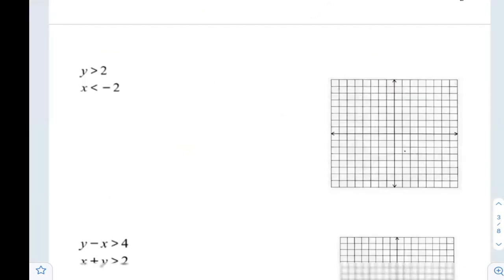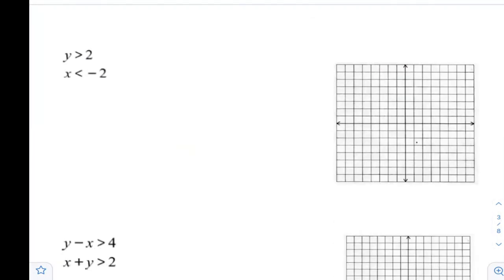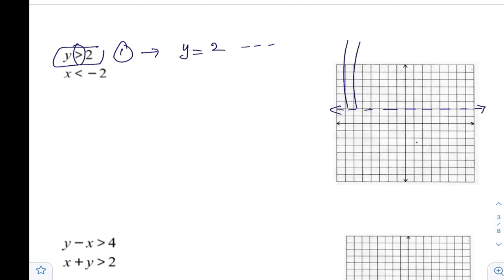Okay, here we have a special case, we have y more than 2 and the boundary line is y equals 2. It means it's a horizontal line passing through 2, but it's a dotted line or dashed line. So this will be y equals 2 and not including 2. And then we have more than. So the shading will be above.